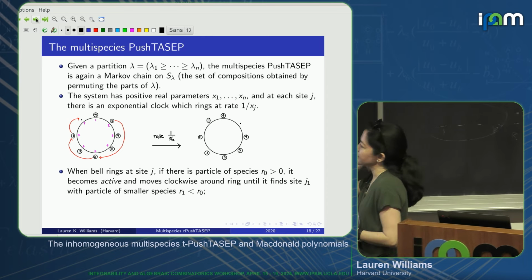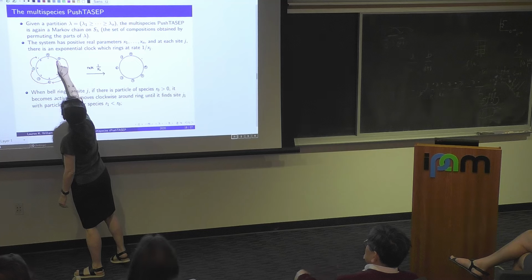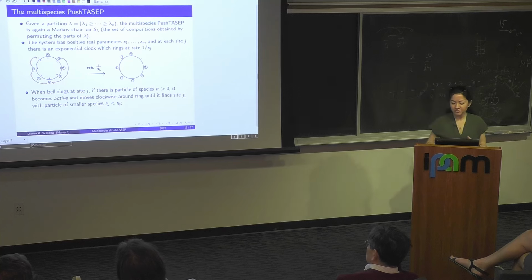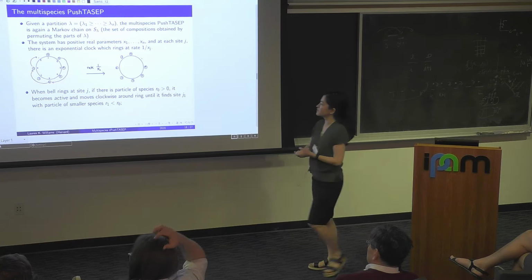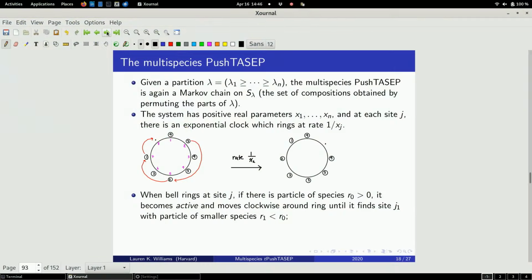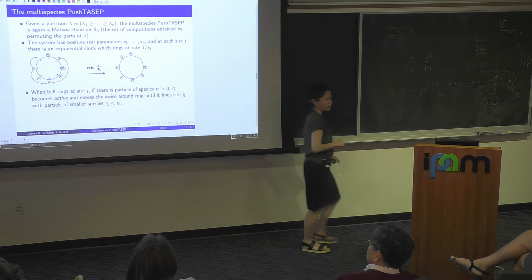If the bell rings at site j, so this is a depiction where my bell has rung at this site 2, then what happens is we first look, do we have a particle of species greater than 0 here? So we have a particle of species 3 here. So this particle now becomes active, and it's going to move clockwise around the ring until it finds the next site with a particle of smaller species. So 3 moves around like this, 4 is bigger, 5 is bigger, but now 2 is smaller. So now 3 is going to come here, and it's going to displace this 2.